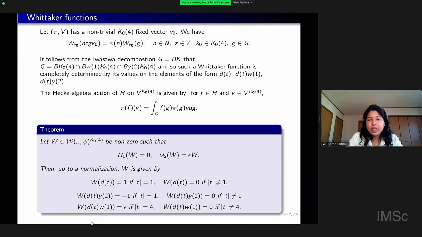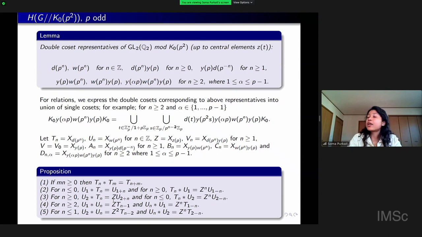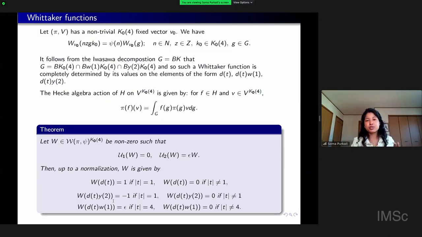Because of this Iwasawa decomposition, to know the Whittaker function we only have to know the values at g_t, g_t w1 and g_t y_t, as t belongs to Qp star. So W is uniquely determined up to some scalar by this, and we usually take W(1) equal to 1. That's the sort of information we could extract from the Hecke algebra of GL2(Q2) modulo K0(4).